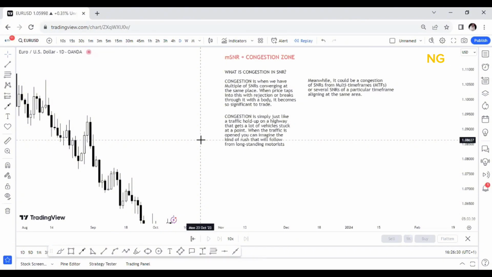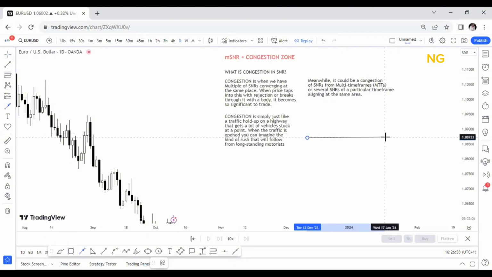So what is congestion in SNR? Congestion is simply when we have multiple SNRs converging at the same place. According to my definition here, in simple language, when price taps into this with rejection or breaks through it with a body, anytime price comes to tap into that, you have multiple of them drawn up, aligning at the same place.